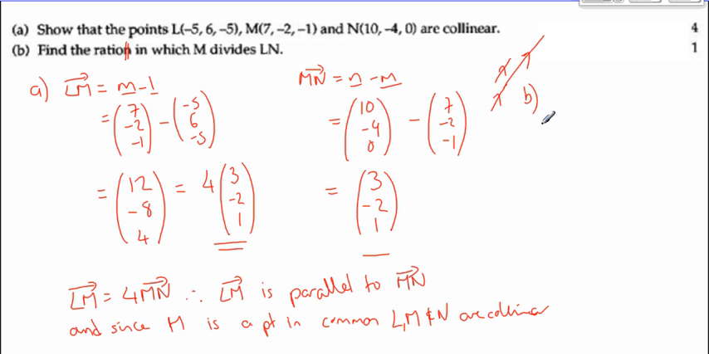Find the ratio in which M divides LN. Now for this, I just like to do it a nice, easy, straightforward way. Okay, so LM and MN, the distance from L to M and the distance from M to N, looking at it in terms of the x coordinates first of all. Okay, so the difference between the x coordinates from L to M, from -5 to 7, is 12. From M to N, it's 7 to 10, which is 3.